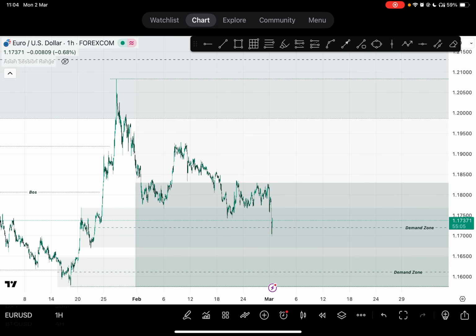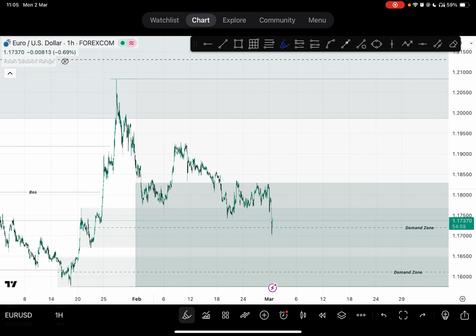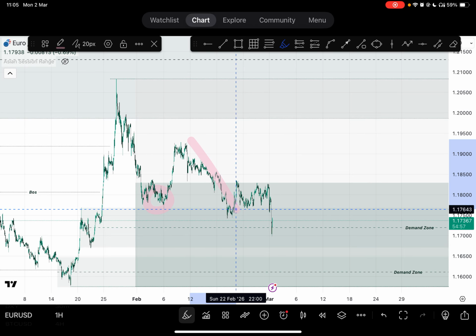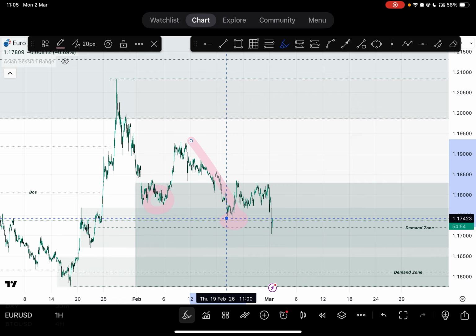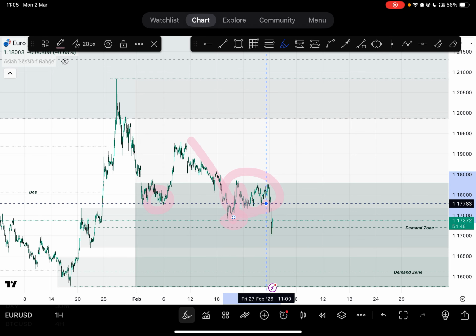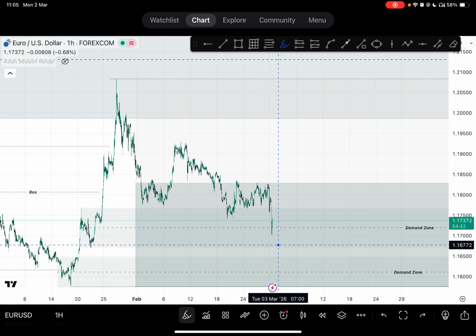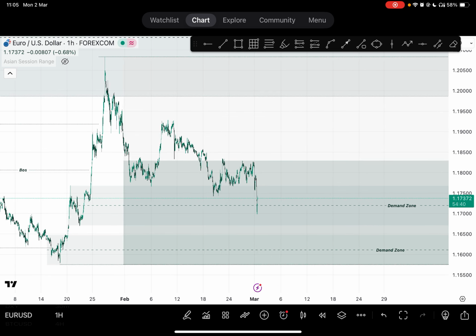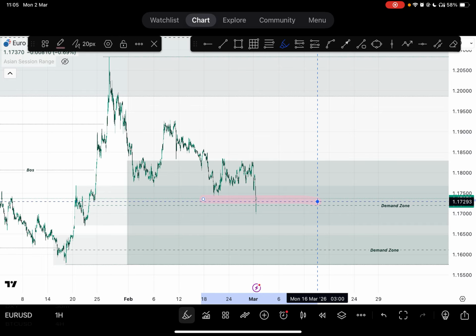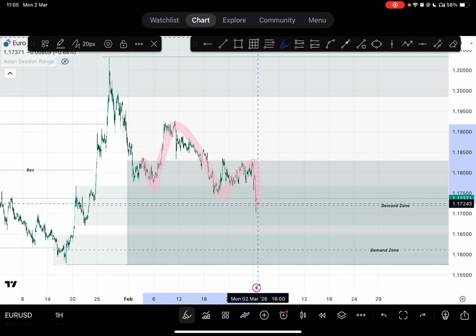So at this point, we have the first mitigation here of the demand zone, and we also have the second mitigation of the demand zone, right? And what happened? Price moved up, consolidated around this point, and what happened? Price just spiked down again, moving into the demand zone again. So that totally should tell us that this demand zone itself has failed, right? Because price has mitigated it several times, like one, two, three, right?